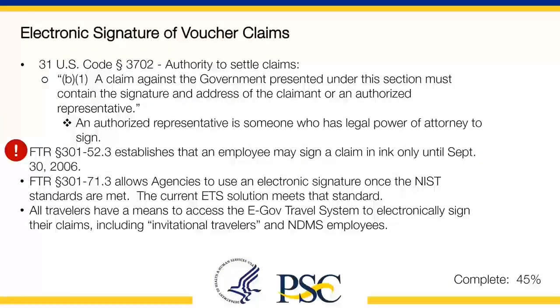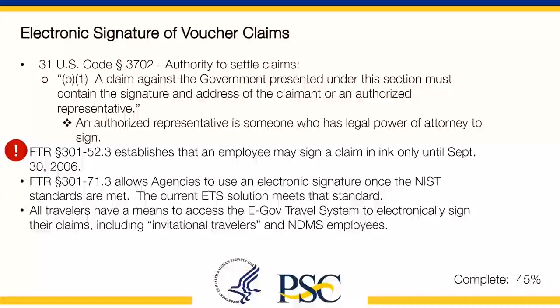31 U.S. Code Section 3702, Authority to settle claims. B1. A claim against the government presented under this section must contain the signature and address of the claimant or an authorized representative. An authorized representative is someone who has legal power of attorney to sign. FTR Section 301-52.3 establishes that an employee may sign a claim in ink only until September 30, 2006. FTR Section 301-71.3 allows agencies to use an electronic signature once the NIST standards are met. The current ETS solution meets that standard.